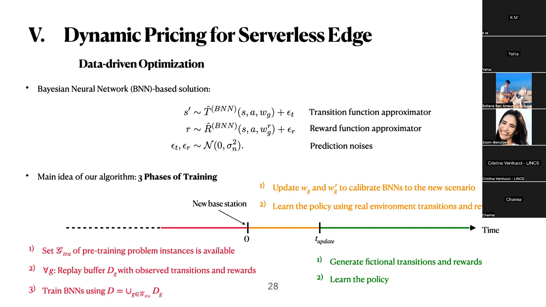Then starting from T update, we will generate fictional transitions and rewards using the BNNs. And then we learn the policy with these fictional transitions.